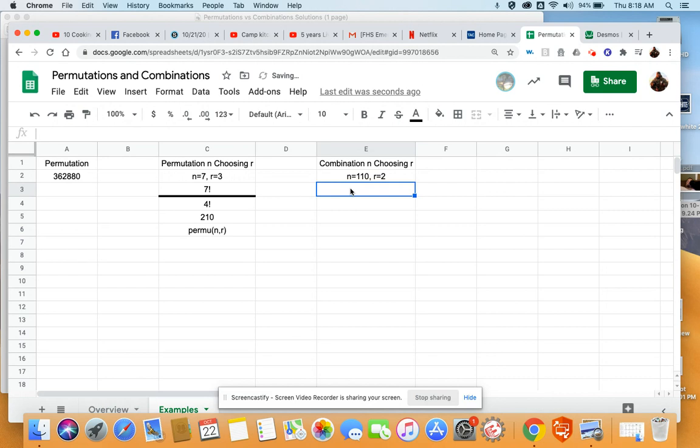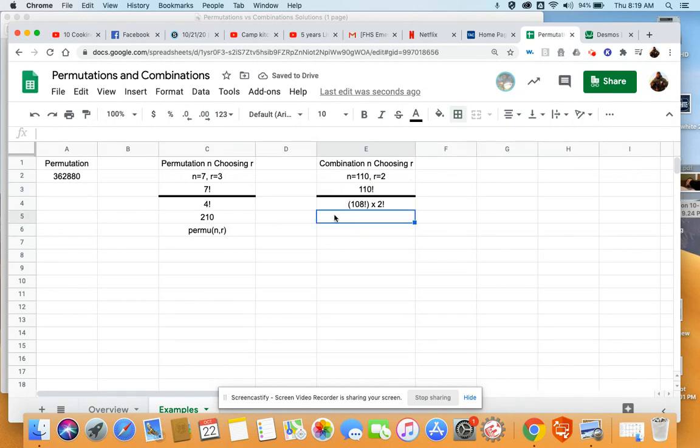And this would look like 110 factorial divided by 110 minus 2, which would be 108 factorial, times r factorial, which would be 2 factorial. That is what our equation would look like if we did it all the way.